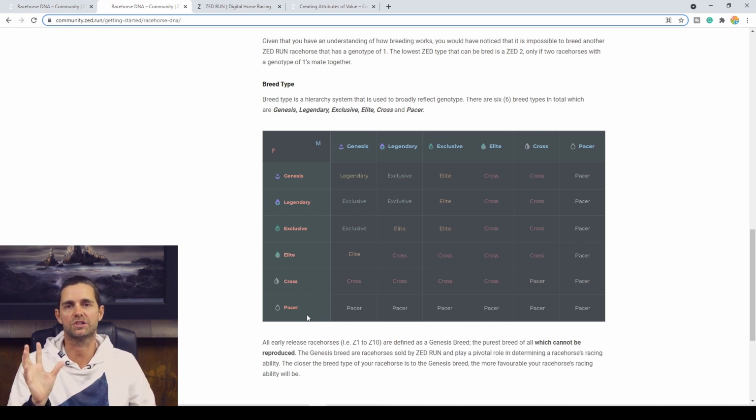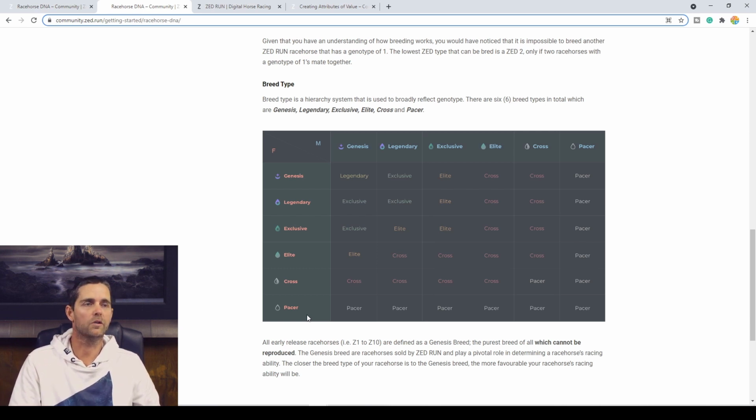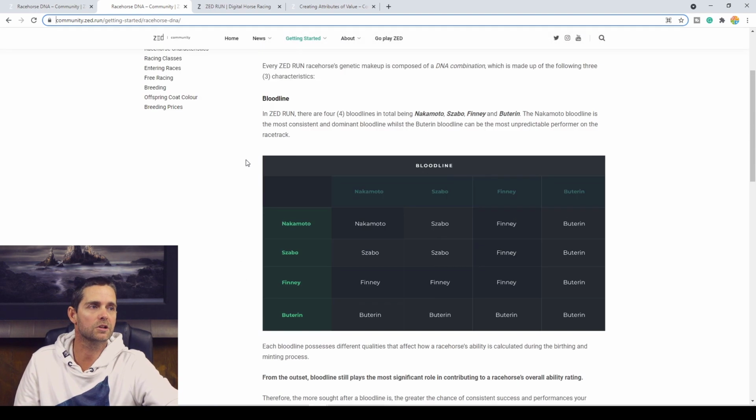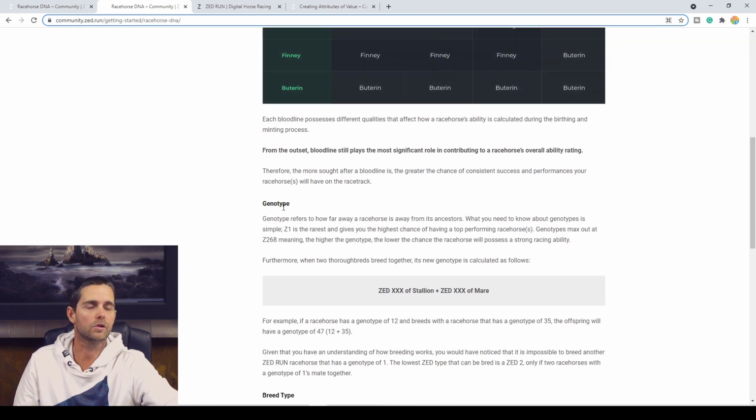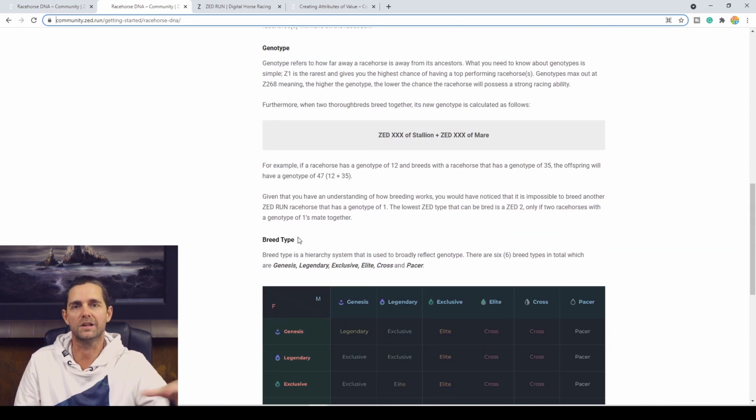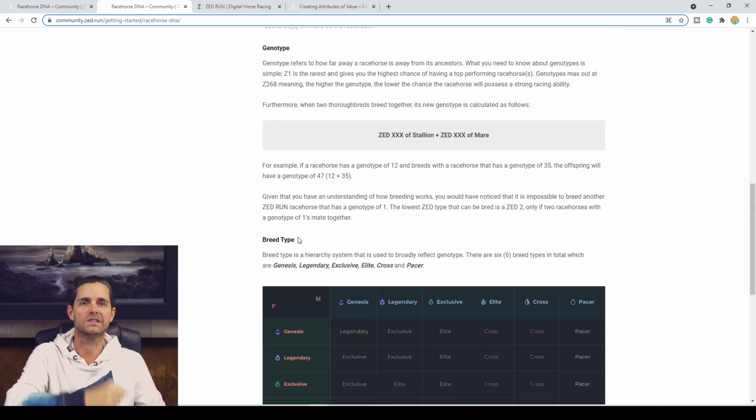But just remember, if you're searching for a Genesis, just because it's a Z10 or lower doesn't necessarily mean that it's automatically Genesis, because there has been breeding open. So there are some, for example, Z2 legendaries. There are some Z3, 4, 5, 6, 7 exclusives, etc., as you go down that line. So keep your eye out, have a look at that playlist below. The deep dive videos might already be released, so you can jump straight in and we'll take a closer look at bloodline, a closer look at genotype, and a closer look at breed type in individual, more detailed videos.